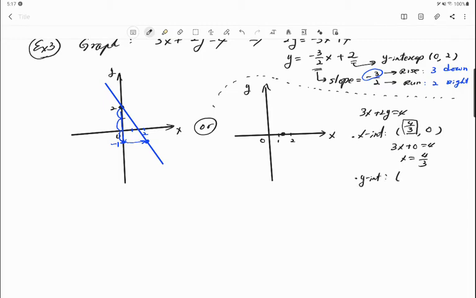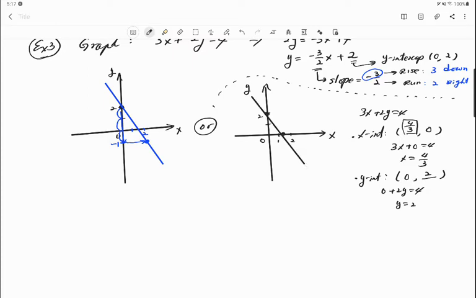To find the y-intercept, you can set the x value equal to 0. Then you can find the y value. So since x equals 0, 0 plus 2y is 4. Then y equals 2, right? So x equals 0, y is 2. So that you can connect these 2 points.